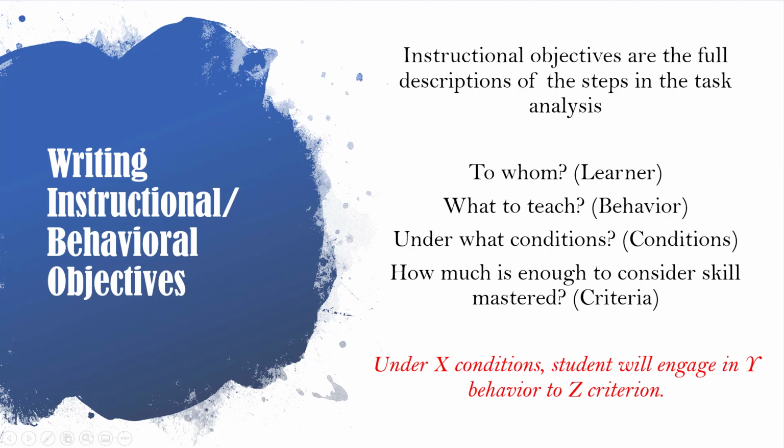So you always want to state the learner, the learner's name, who you're referring to; the behavior, what you're wanting to teach; the conditions, under what conditions the behavior occurs; and then the criterion or criteria. So how much is enough to consider the skill mastered? With these 4 components, there are different ways that you can format your objectives. I have this one written right here because this is the way that I like to write them, if at all possible. But just realize that they could be in a different format, but they should have those 4 components in them.